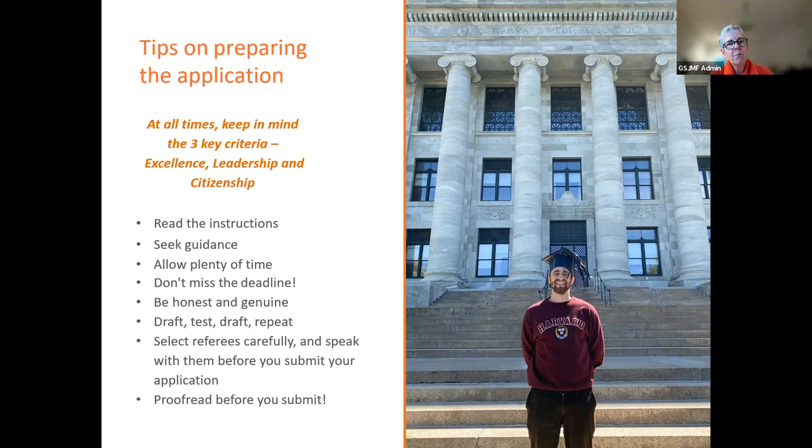Another obvious one, please draft and redraft, go back, edit. And I've got that obvious one at the bottom as well. Please proofread before you submit. And of course, really think about your referees and who would be the best person to write a reference for you in your academic and professional lives.